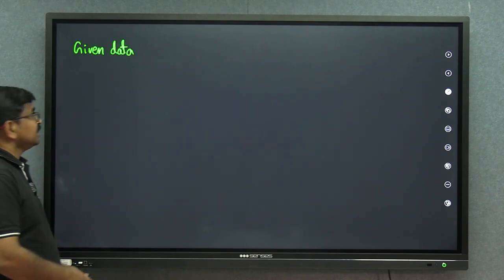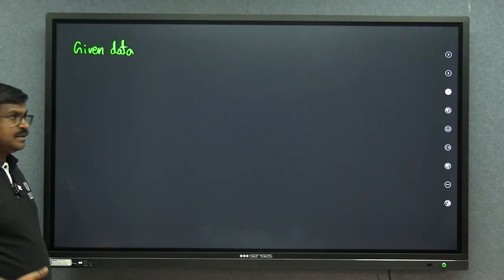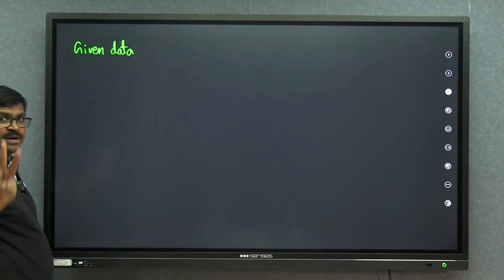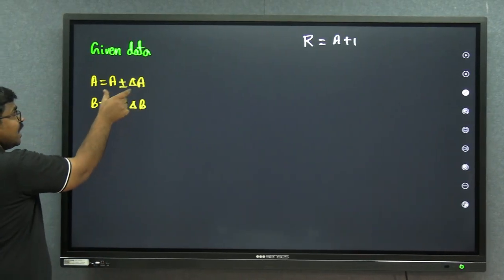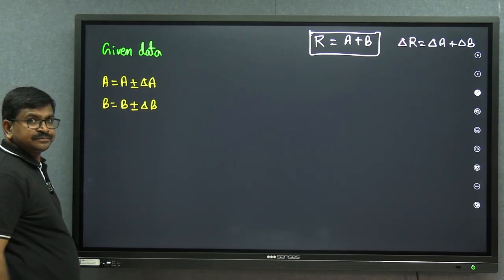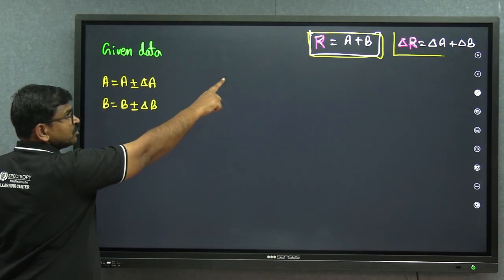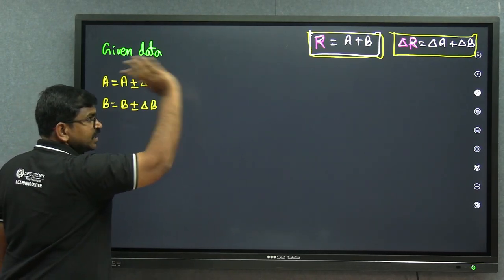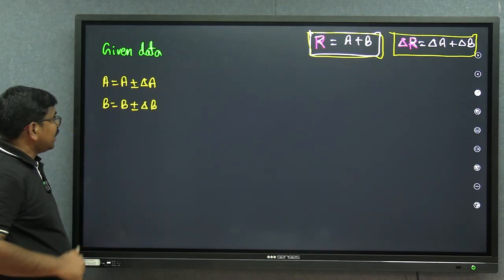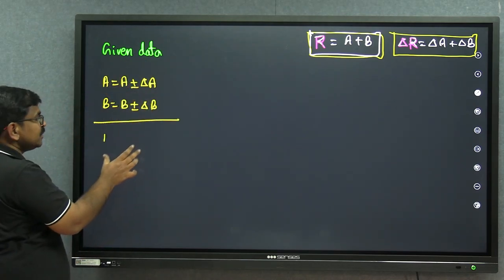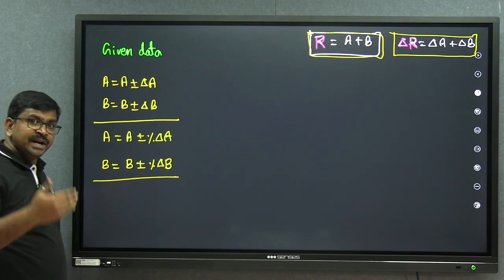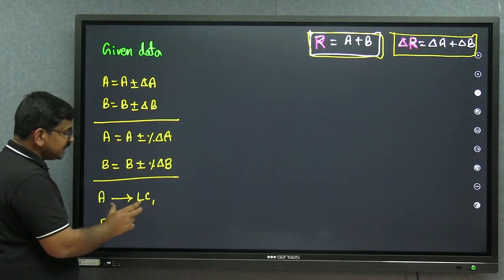Now let us see. Now I am just modifying the structure. Given data will be in three formats. The first format will be in terms of the absolute error. And the working rule is R equal to A plus B, delta R equal to delta A plus delta B. And given data may be given in a different way, in terms of the percentage error. Given data may be given in another way, in terms of the least count.